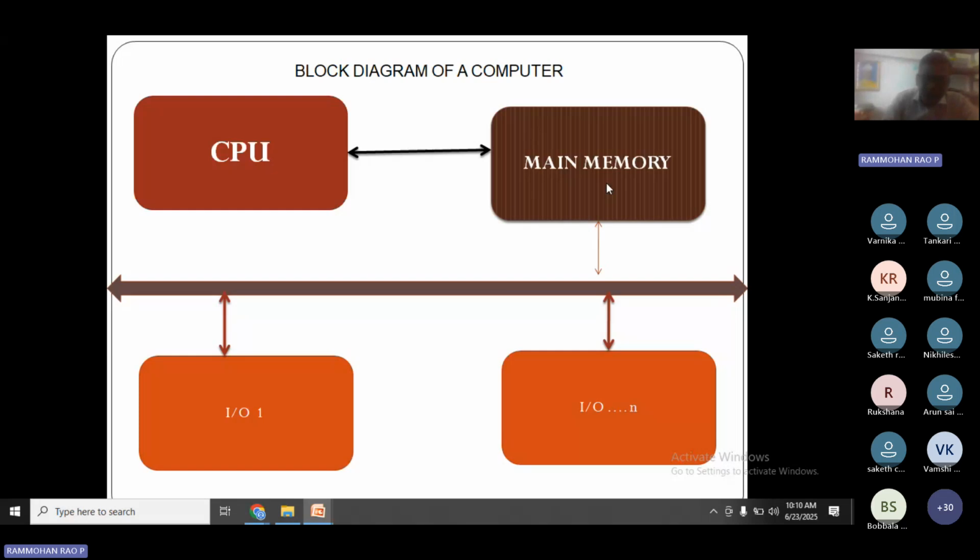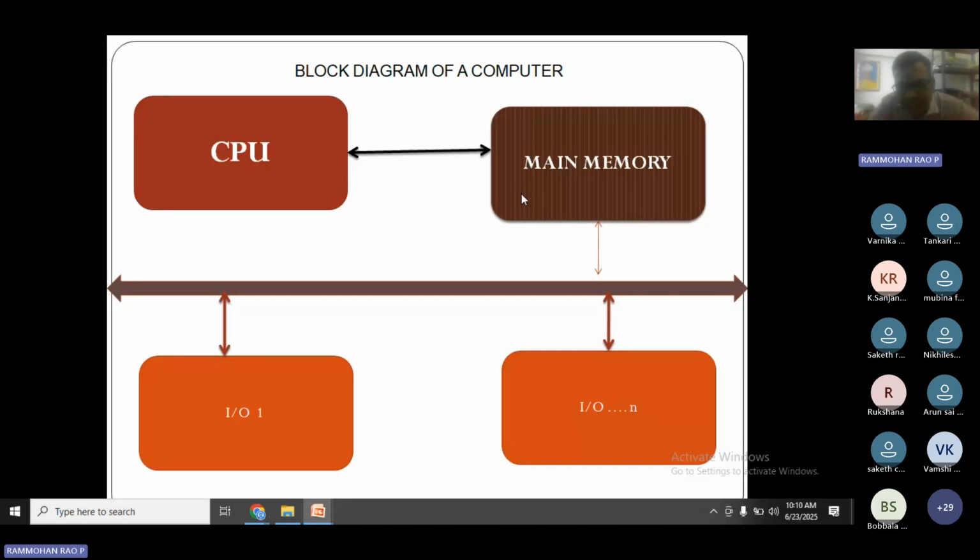So observe this diagram carefully. The CPU always interacts with main memory directly. We will be using this concept in our entire programming journey down the line, even after you join college and start learning programming. In programming also, this diagram is very important, my dear friends. So the CPU always interacts with only one device directly, that is the main memory.